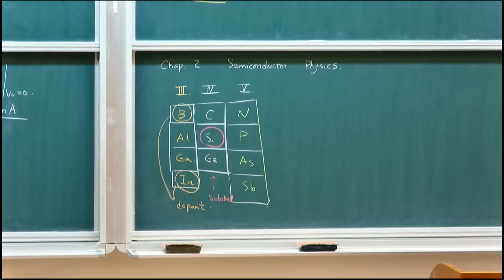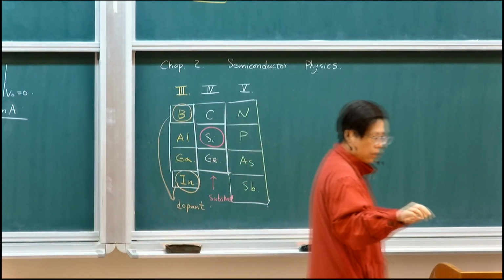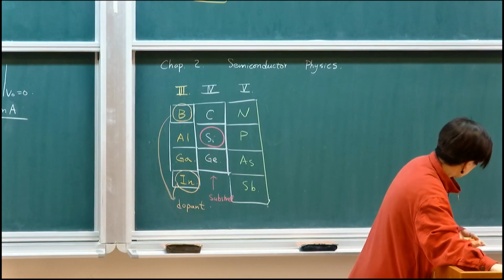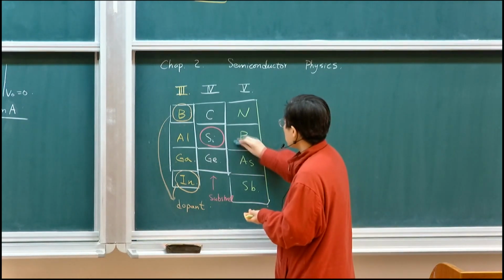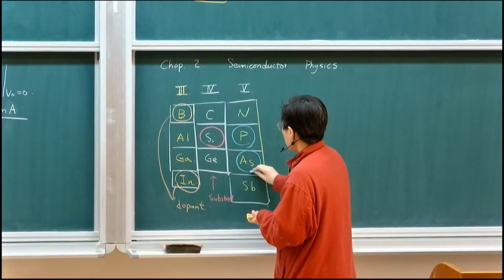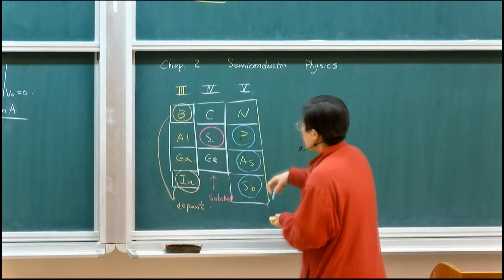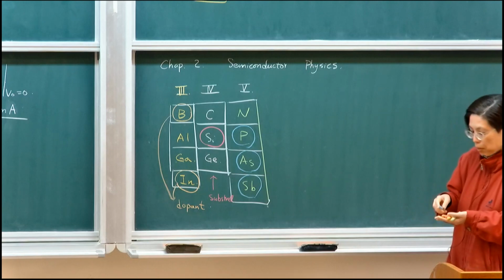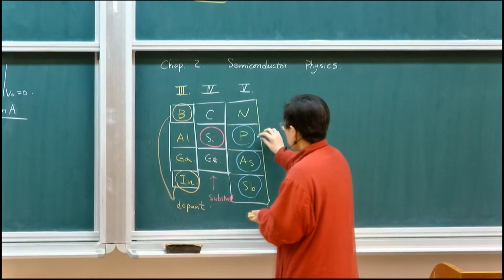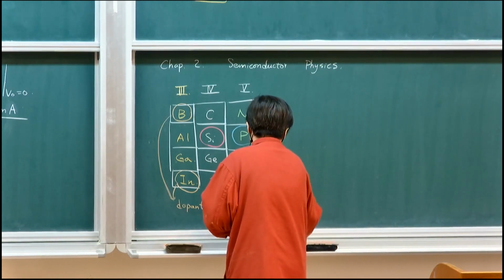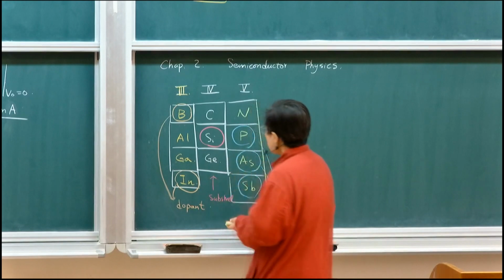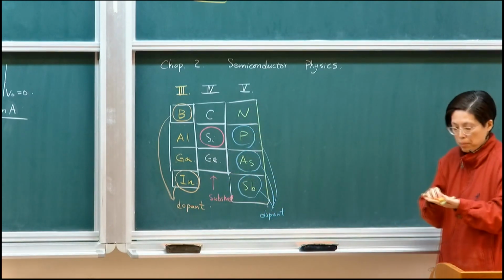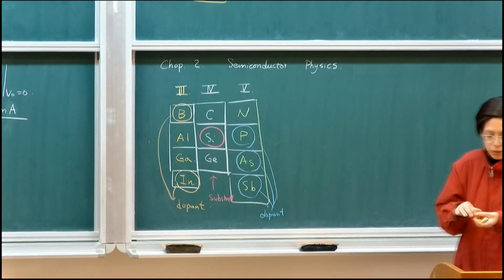Okay, so on the right side, I didn't even use my blue. There are more choices. There's phosphorus, arsenic, and antimony. These three are commonly used. So these are also dopants. So you will see these elements being played around with in semiconductors.